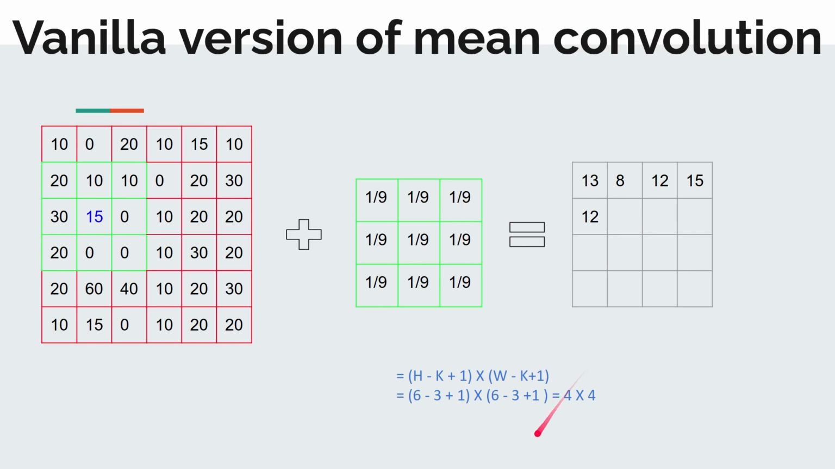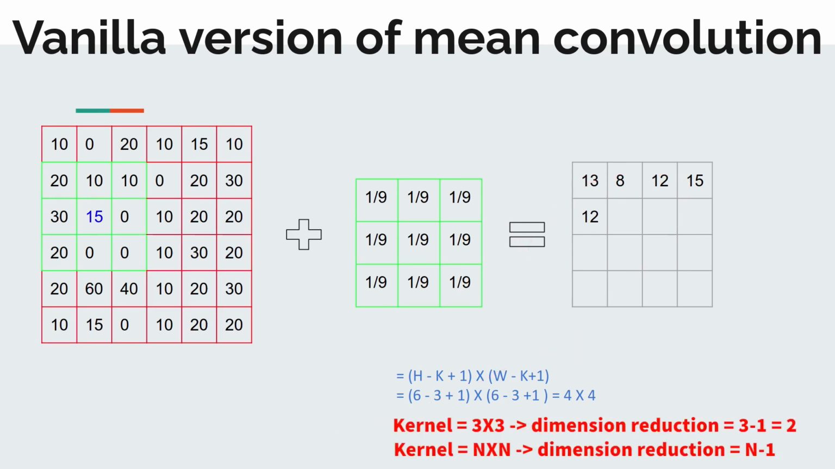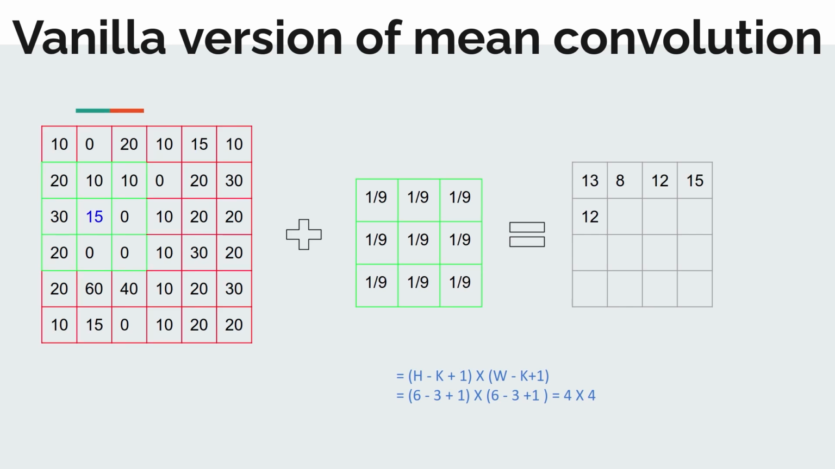Here is the simplified version of the formula where it is height minus kernel height plus 1, into width minus kernel width plus 1. So in our case they are the same. So it is 6 minus 3 plus 1, which is 4. So our image is from 6 by 6 to 4 by 4. So if you notice here, if you use a kernel of n by n, the dimension reduction will be n minus 1.